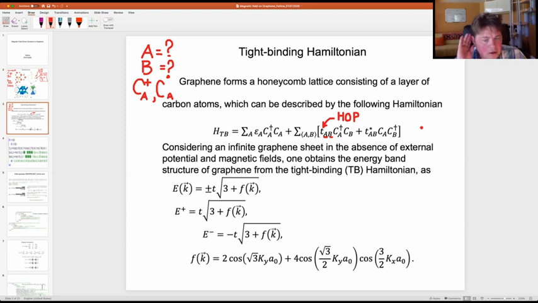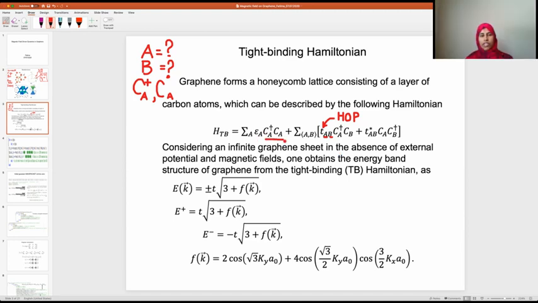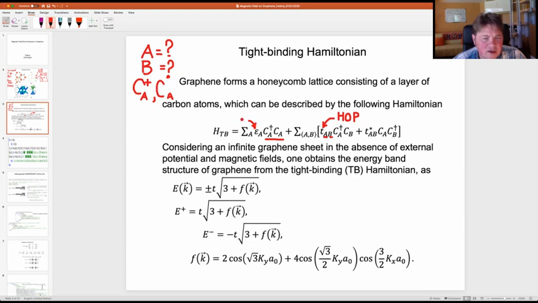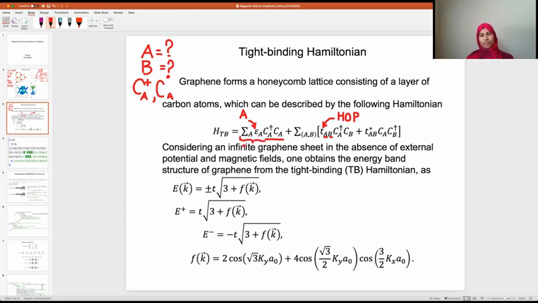In the first term, there is an epsilon A. Is that for nearest neighbor? No, it is the on-site energy. It is the energy of an electron that sits on site A without hopping, so it is the diagonal part of the Hamiltonian. Oh, okay, I see. This is the on-site energy, epsilon A. And the next nearest neighbor hopping energy, I just ignored that part.